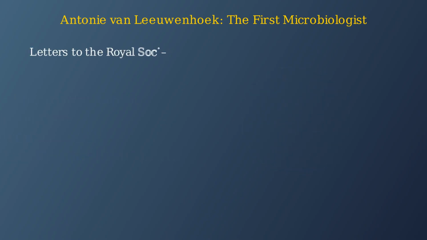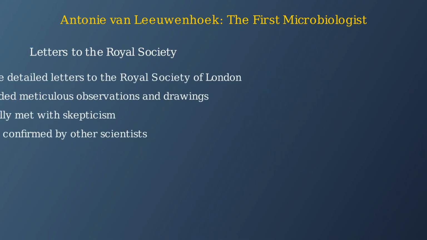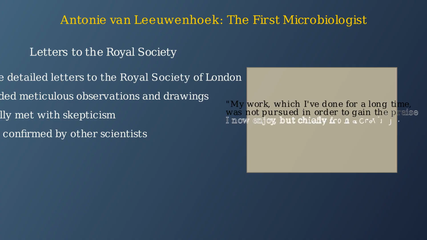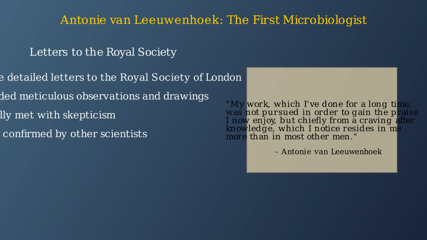Van Leeuwenhoek documented his discoveries in detailed letters to the Royal Society of London. These contained meticulous observations and drawings of what he saw. Though initially met with skepticism, his findings were later confirmed by other scientists.